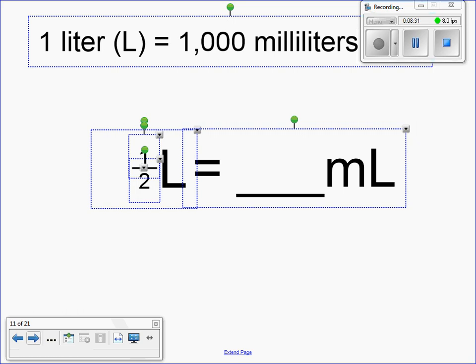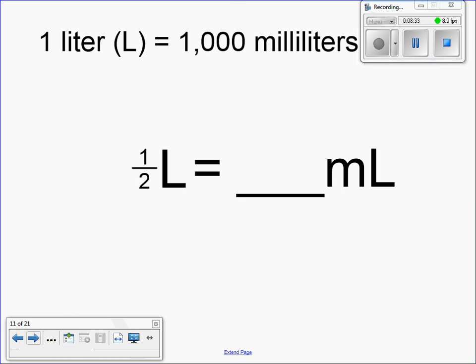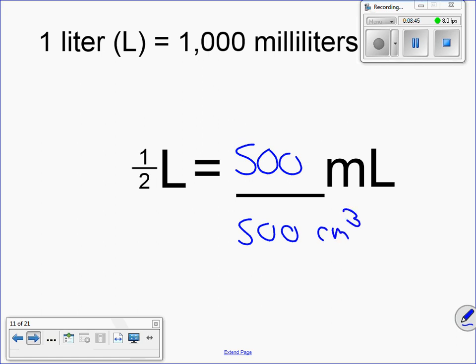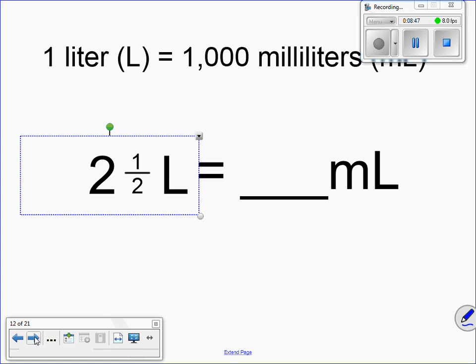Okay? 1 liter is 1,000 milliliters, so half the liter would obviously be half of 1,000, which is 500. Well, 500 milliliters would also be 500 cubic centimeters. 2.5 liters equals 2,500 milliliters. That would also be 2,500 cubic centimeters.